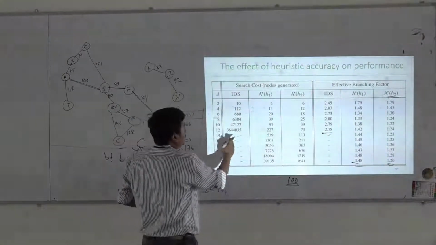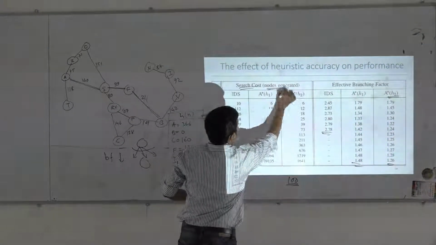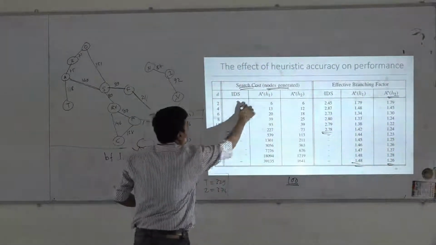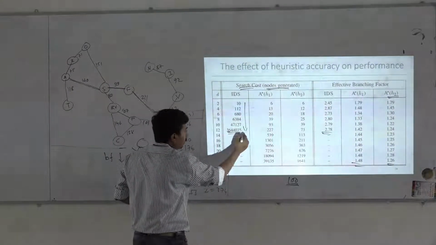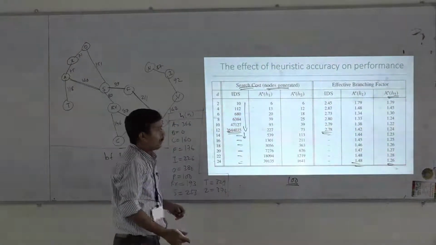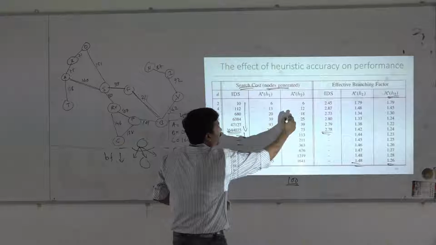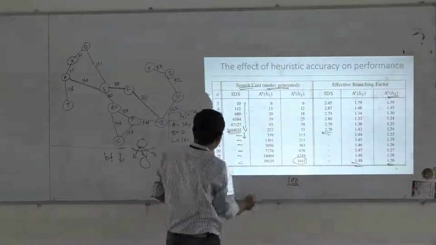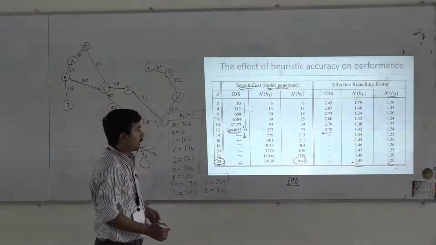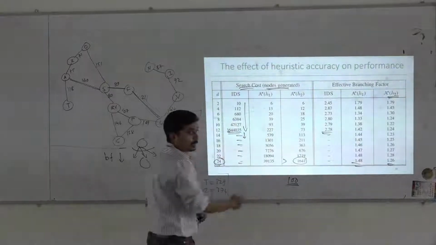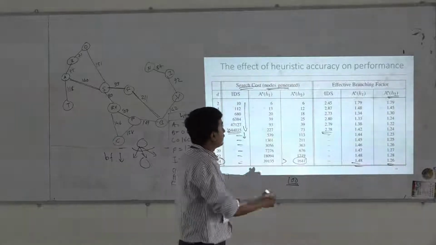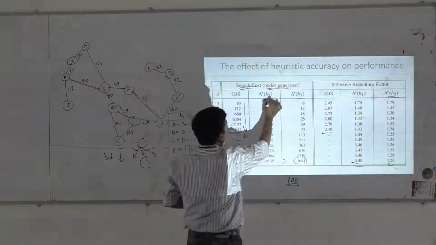Next, here you can see the search cost. How many nodes are generated? As for iterative deepening, it is increasing exponentially, and it is not possible to process further. That's why we do not have the values further. But as A star with H2 is effectively pruning the branches, we are able to go to this level, depth equals 24, and you can see the numbers. So from this figure we can say that H2 is dominating over H1.